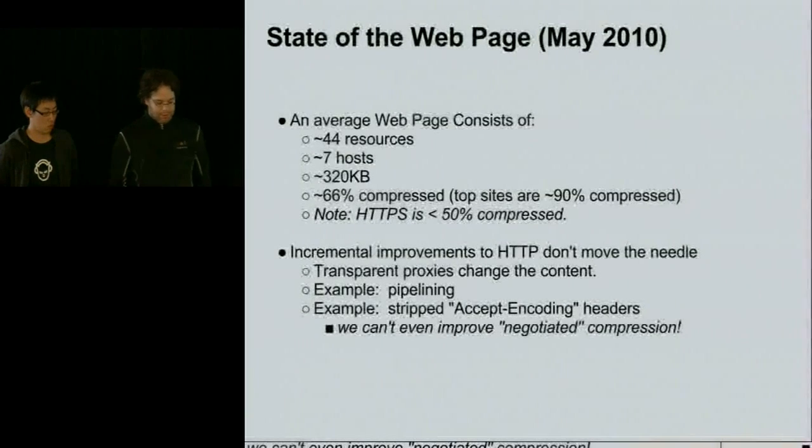So as an example there, the stripped accept encoding headers made it so that we couldn't actually advertise properly what compression protocol from the server to the client that we were speaking.